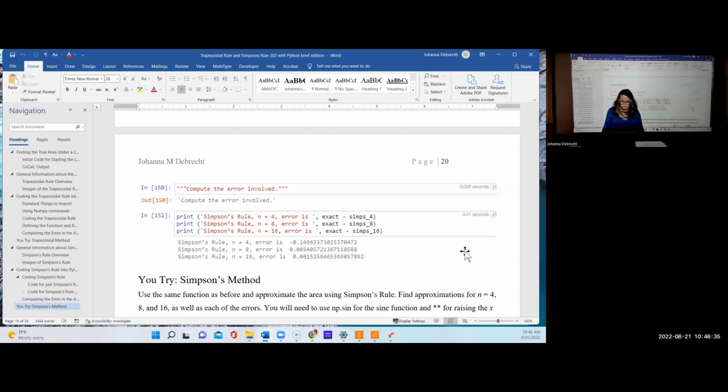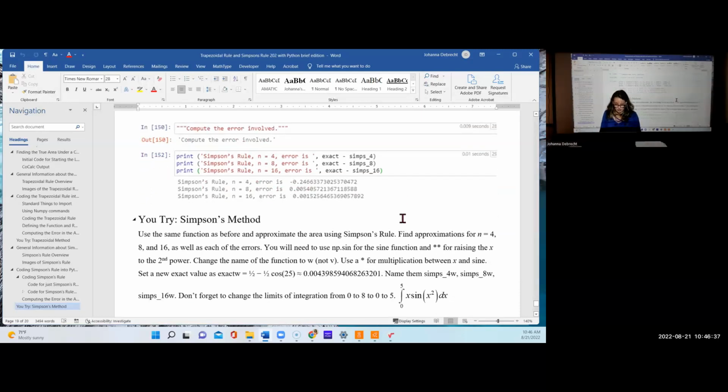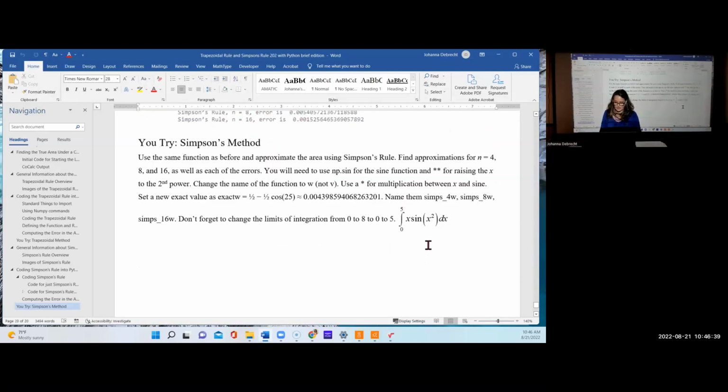Now, again, I want you to try this on your own. So you're going to go down here. We're going to use the same function x of sine x squared from 0 to 5. And remember that we stored the exact value in exact w. Don't forget to use np.sin for the sine function. Don't forget to use a double asterisk for the power of x squared. And don't forget to change the limits of integration to 0 to 5.